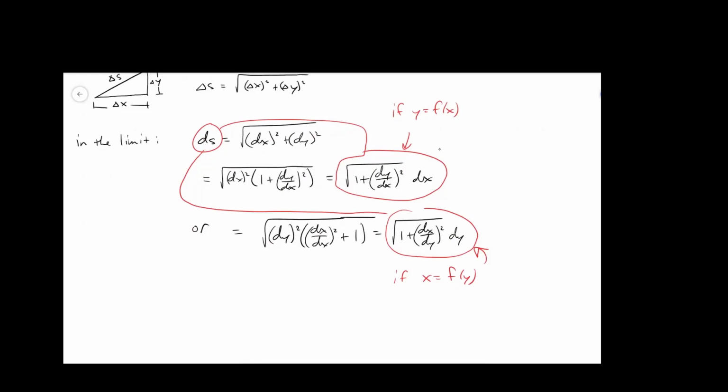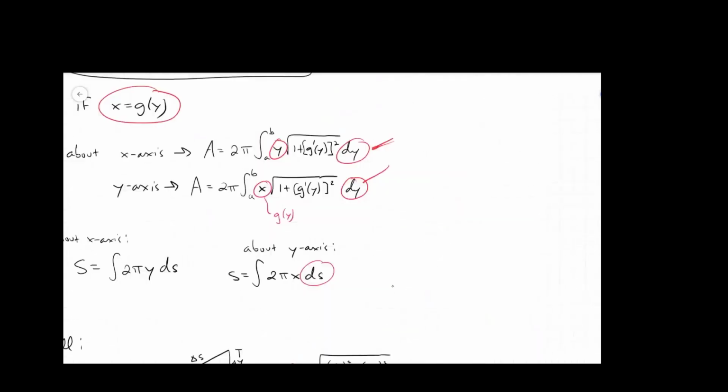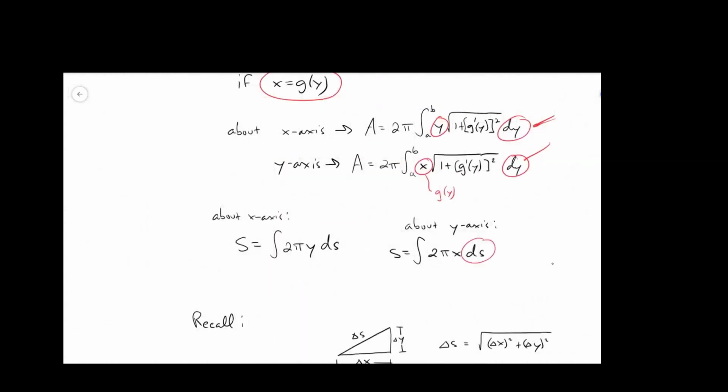And then I have to decide, am I revolving around the x-axis or the y-axis? If it's the x-axis, then I'm going to have to put a y in front of this, right? So that would be this case right here. It's around the x-axis, I would have to put a y there. If it's around the y-axis, I would have to put an x there. And then again, depending on whether it's y equals f of x or x equals f of y, that ds, I would choose the one that I need. If it's x equals f of y, I would choose the one that has the dy on the end. If it's y equals f of x, I would put the one that has the dx on the end.